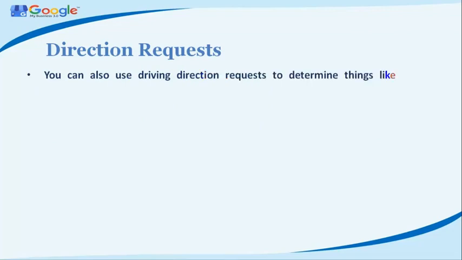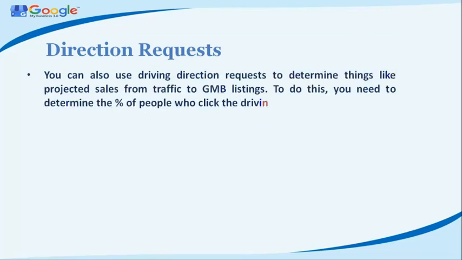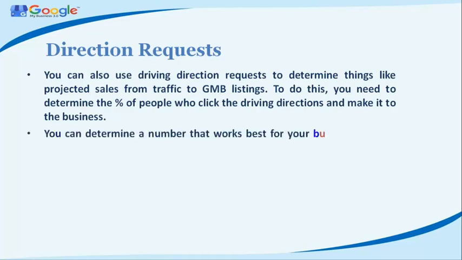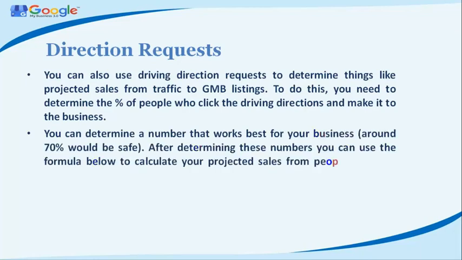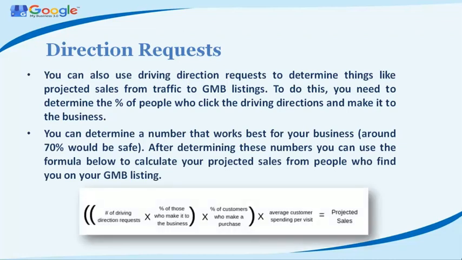You can also use driving direction requests to determine things like projected sales from traffic to GMB listings. To do this, you need to determine the percentage of people who click the driving directions and make it to the business. You can determine a number that works best for your business. Around 70% would be safe. After determining these numbers, you can use the formula below to calculate your projected sales from people who find you on your GMB listing.